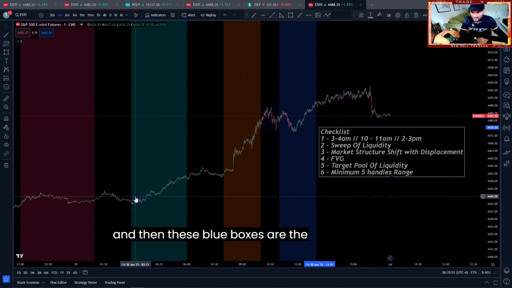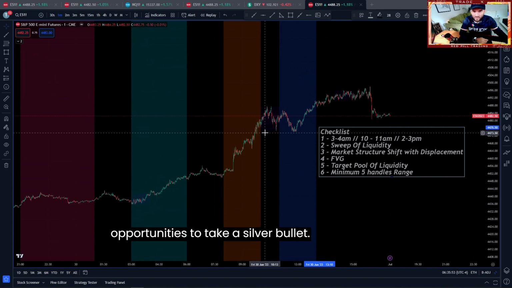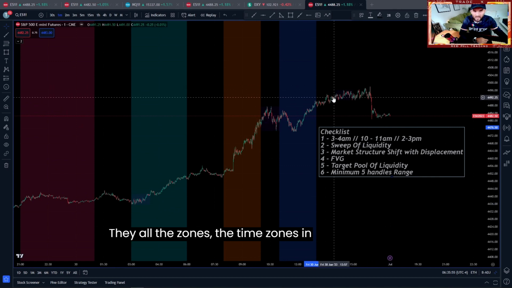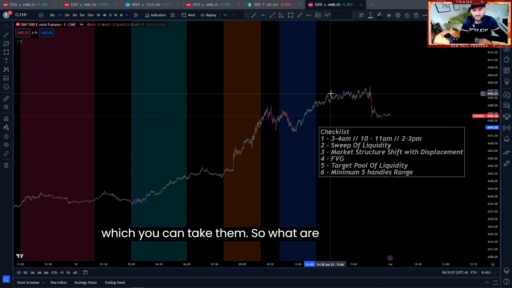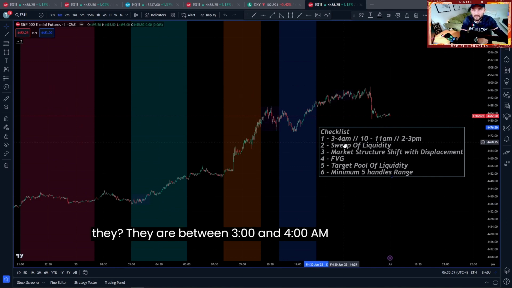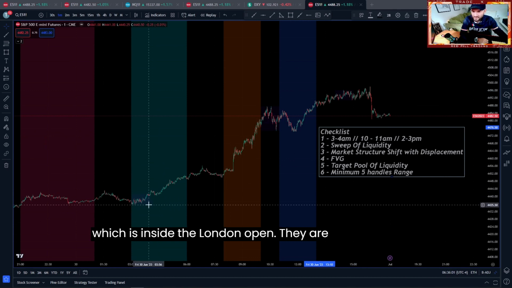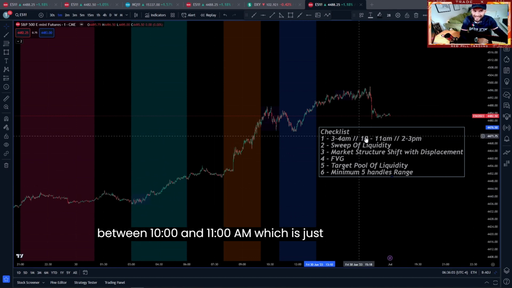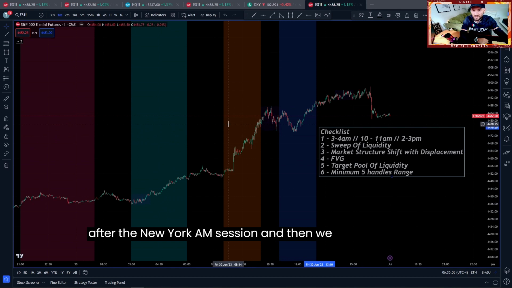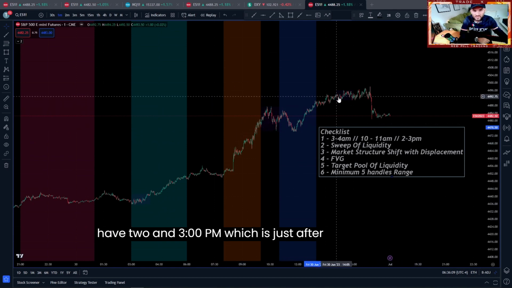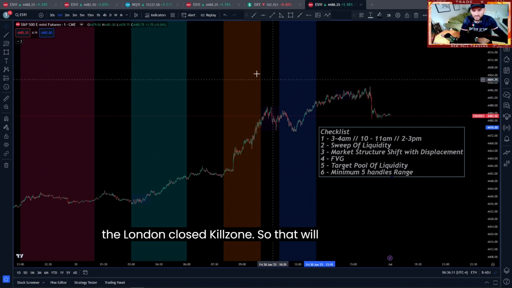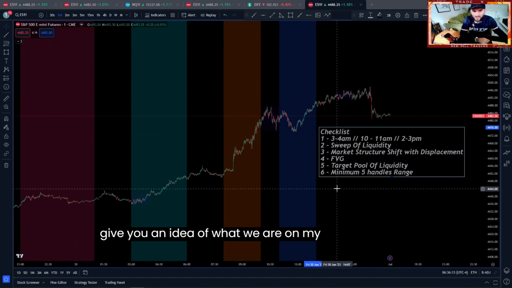And then these blue boxes are the opportunities to take a silver bullet. They are the time zones in which you can take them. So what are they? They are between 3 and 4 AM, which is inside the London Open. They are between 10 and 11 AM, which is just after the New York AM session. And then we have 2 and 3 PM, which is just after the London close kill zone. So that will give you an idea of what we have on my charts.